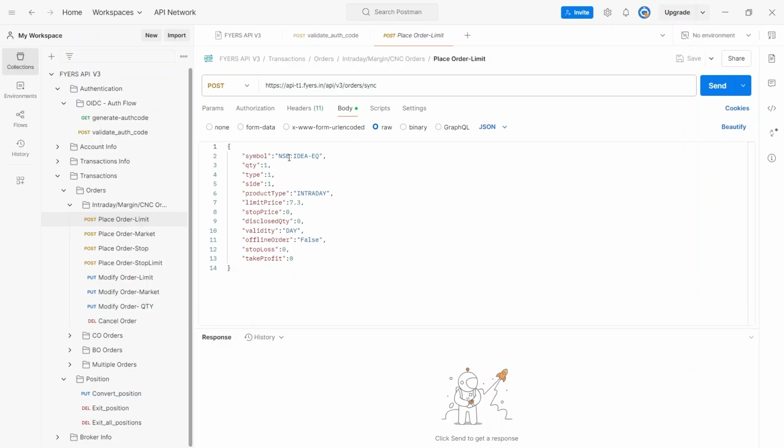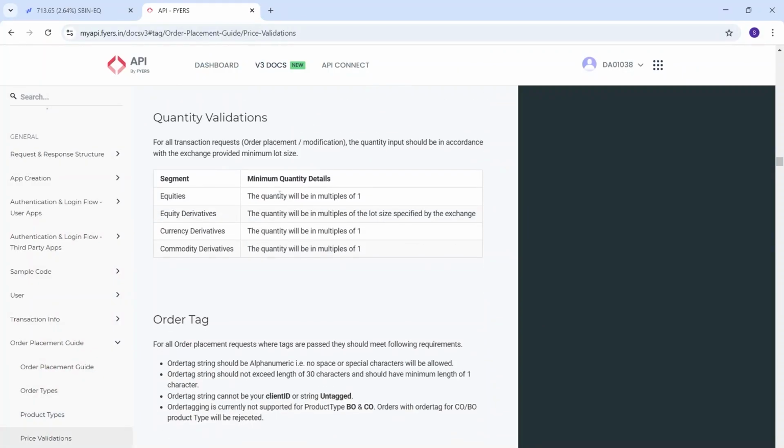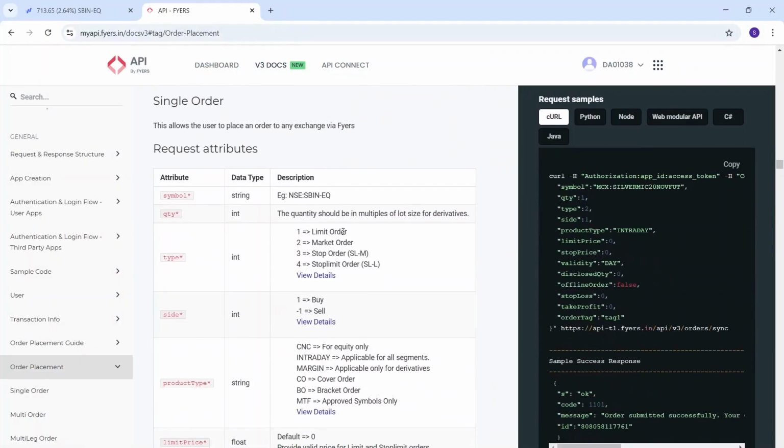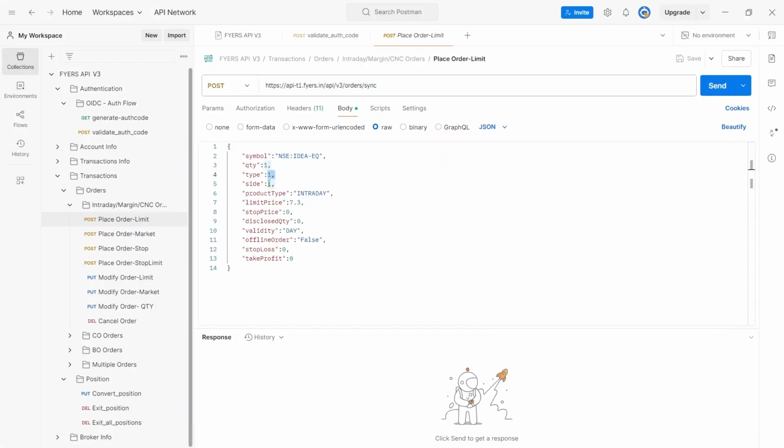Let us say I want to take the entry in IDEA, so I mention IDEA here. Quantity one. Type is one. If you remember, type means whether it's a limit order or a market order. Let's quickly scroll down. A type of 1 means it's a limit order, so we don't have to change it since it's already a limit order. Side 1 means I want to buy it. It's an intraday trade, and this is the limit price.